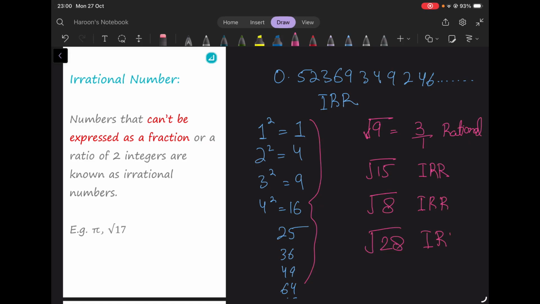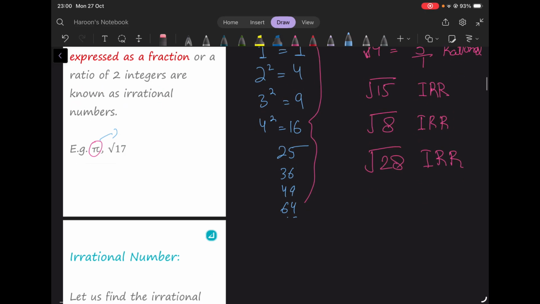The most famous irrational number actually is pi. Although you might say, don't we use 22 by 7 for it? Yes, we do. But that is just an estimate. That is not the exact value. You can Google the value of pi, or you can put this in your calculator. You'll see it would be a non-terminating number. It won't end, and there would be no repeating pattern either. So this is also an irrational number.